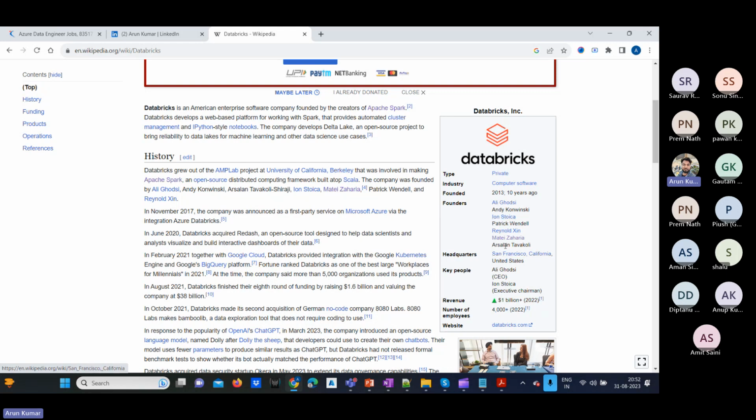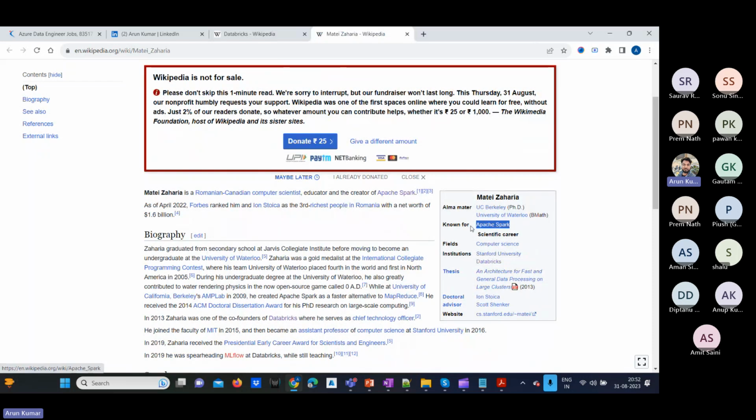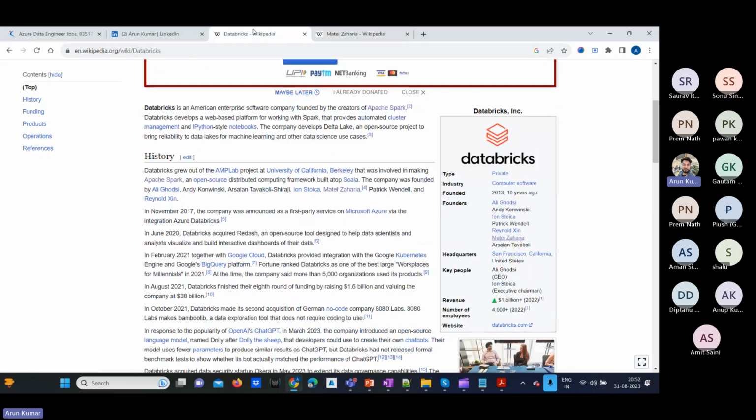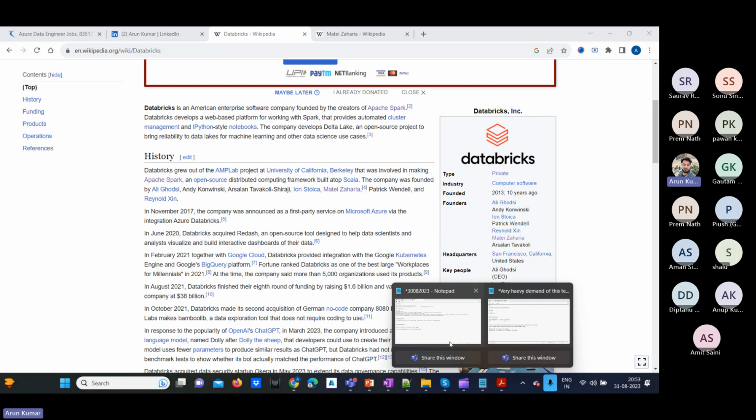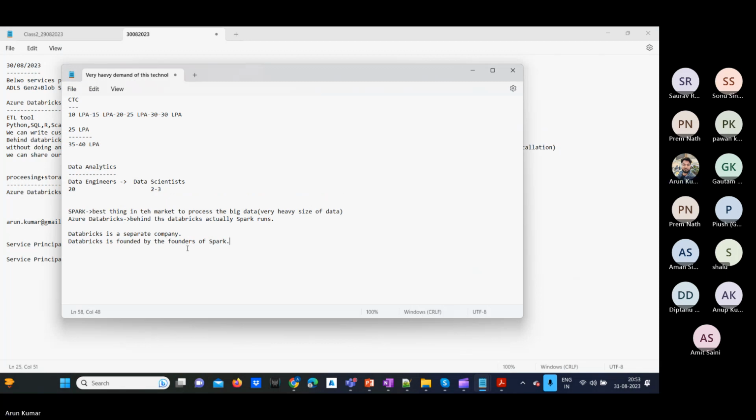You see, this was founded by Matei Zaharia, and he himself was the founder of Spark, known for Apache Spark. As we proceed ahead, we will see how Databricks technology is different from other technology available in this analytics industry. I can vouch for it that this is one of the best analytics tools in the market right now.